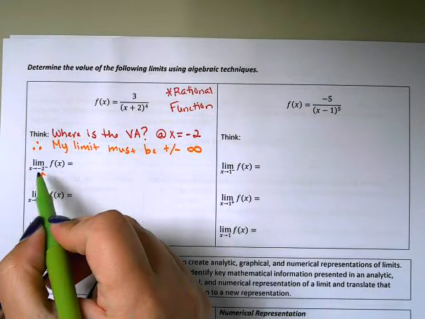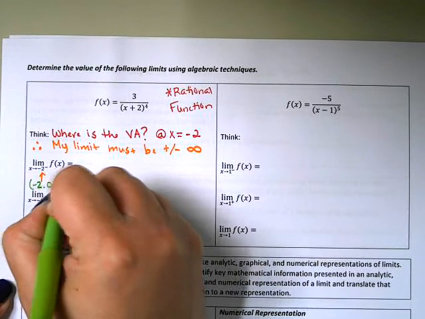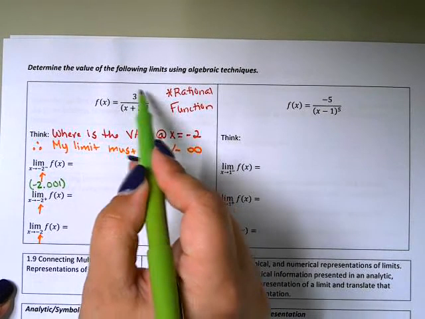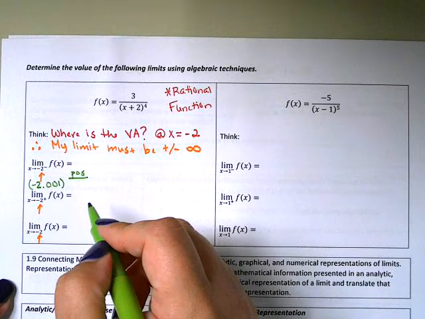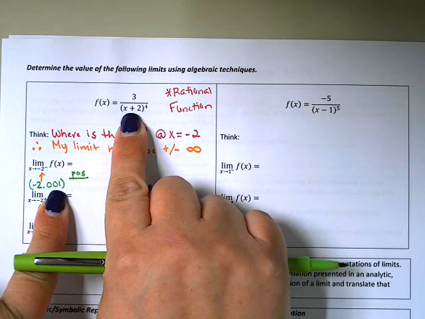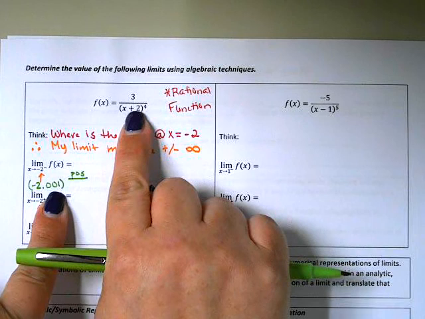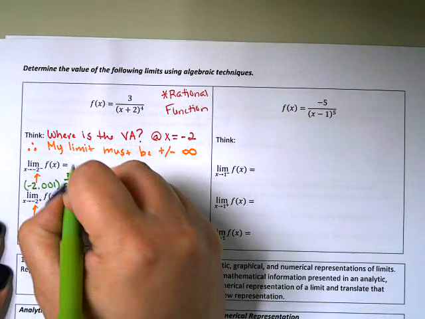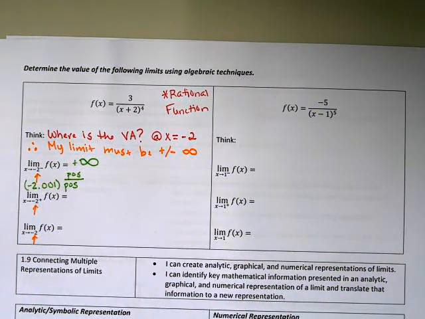So what we're going to do then is, if I'm approaching negative 2 from the left, then in my head I'm thinking negative 2.001. All I'm going to do is a little bit of sign analysis. When I look at this function, the numerator is always positive because it's a 3. If I plug in negative 2.001 and add 2, that's going to be a really, really small negative number, but I'm raising it to the 4th power, which means even though it's negative, this denominator is going to end up being positive. So positive over positive means I'm going to have a positive infinity for my limit. Okay?